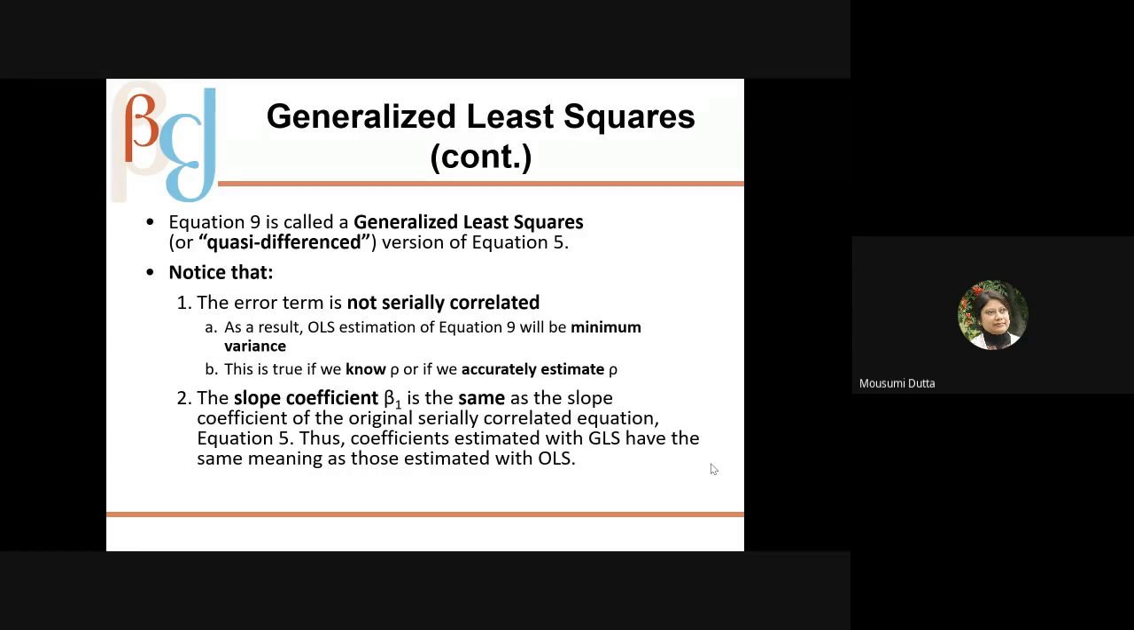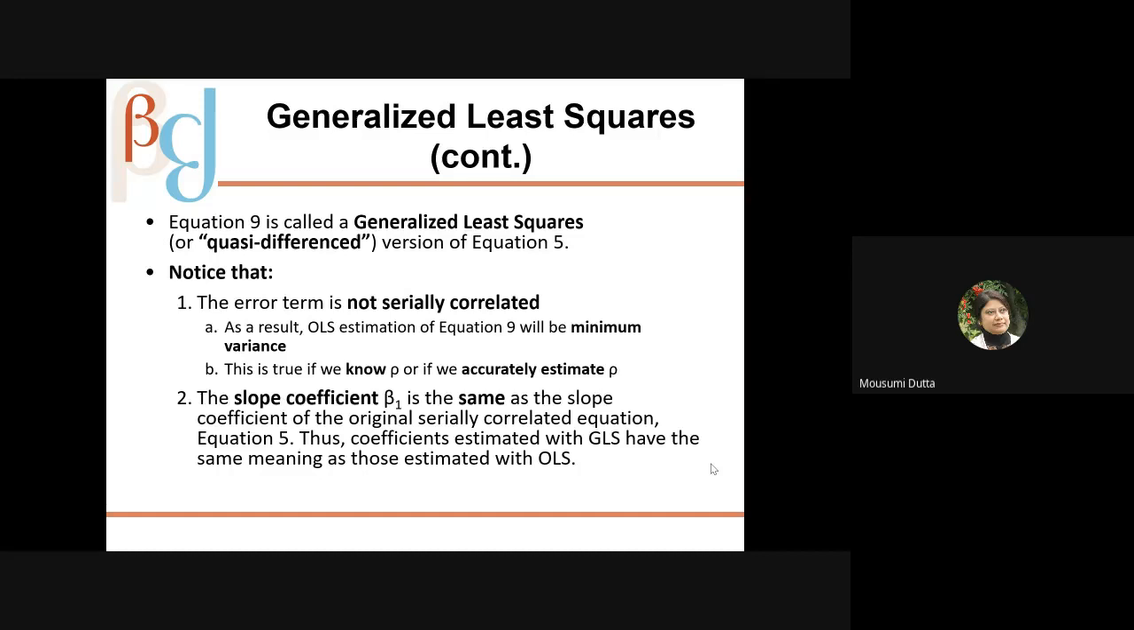Equation 9 is called the generalized least squares or quasi-differenced version of equation 5. Note that the error term is not serially correlated. As a result, OLS estimation of equation 9 will be the minimum variance. This is true if we know rho or if we accurately estimate rho. So this we will be able to do if we know the value of rho or we can accurately estimate the value of rho.